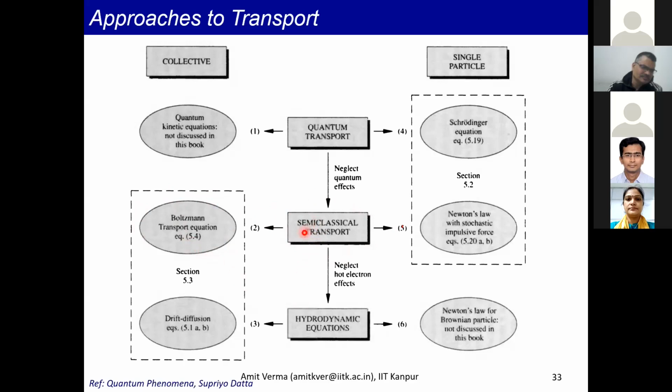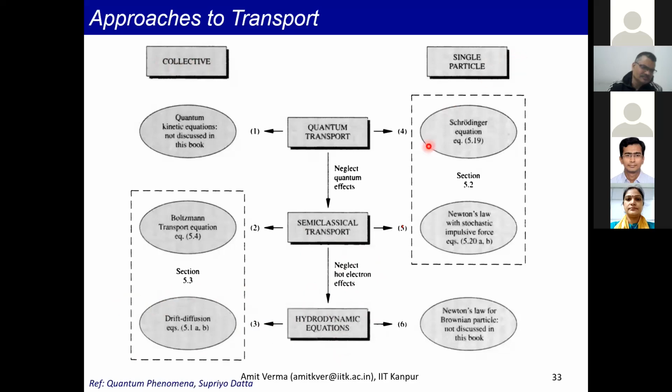And then, if you remove the hot electron effects, hot electrons being those which have energy much higher than given by the Fermi-Dirac distribution, so much higher than the thermal energy of the electrons, under these cases we can treat the flow almost as hydrodynamic or fluid flow. This is where drift diffusion equations come, which I think we use most often.